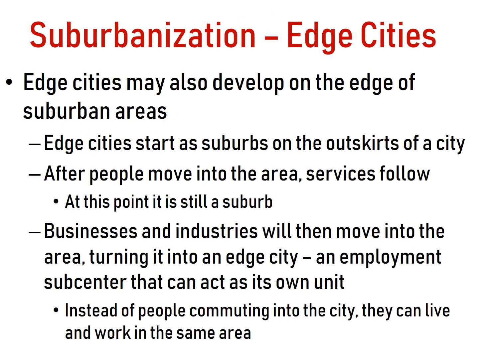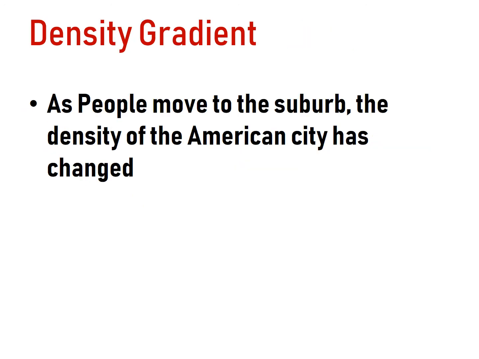But with all these services moving out, eventually it creates this idea that, well, why don't I just stay in the suburbs? My job is in the suburbs. I shop in the suburbs. And now we have mini cities in our cities, what we call edge cities, these cities on the outskirts of the central, way out of the suburbs. And now people don't need to commute into the central business district. They can just live in the suburbs, work in the suburbs, shop in the suburbs. Which also takes us to now the density gradient.